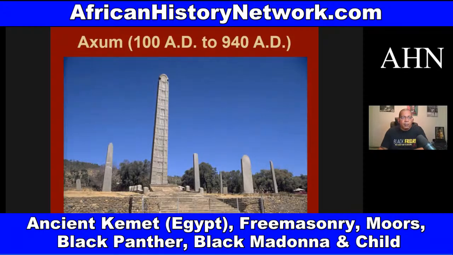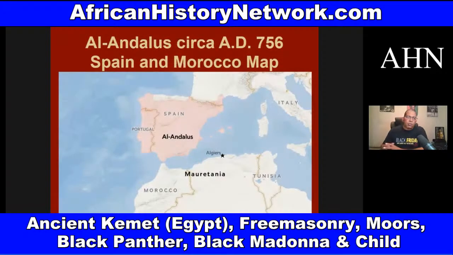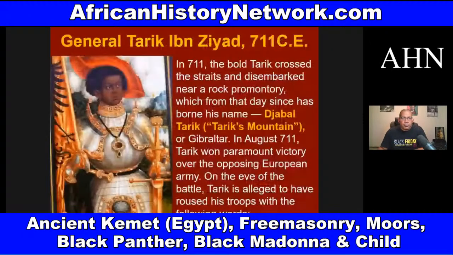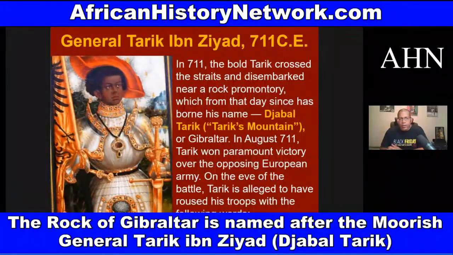And then we look at the Moors, and the Moors going into the Iberian Peninsula and settling in 711 AD and settling in Al-Andalus. Okay, and they're going through Morocco. And we know that in 711, General Tariq ibn Ziyad, where he lands, they call that Jebel Tariq, or Tariq's Mountain, and we call it Gibraltar. Gibraltar, or the Rock of Gibraltar. Gibraltar comes from Jebel Tariq, Tariq's Mountain.